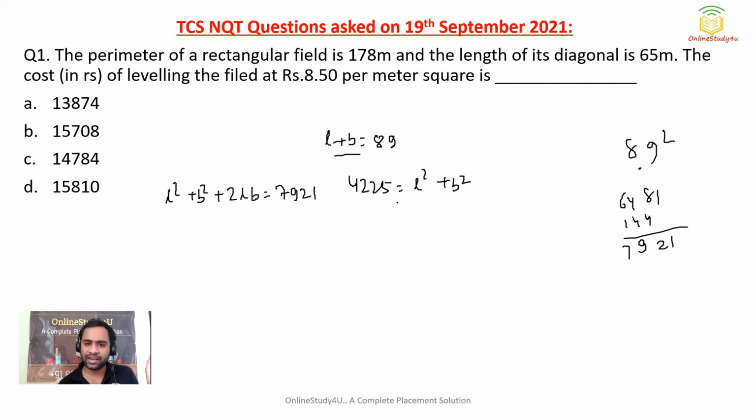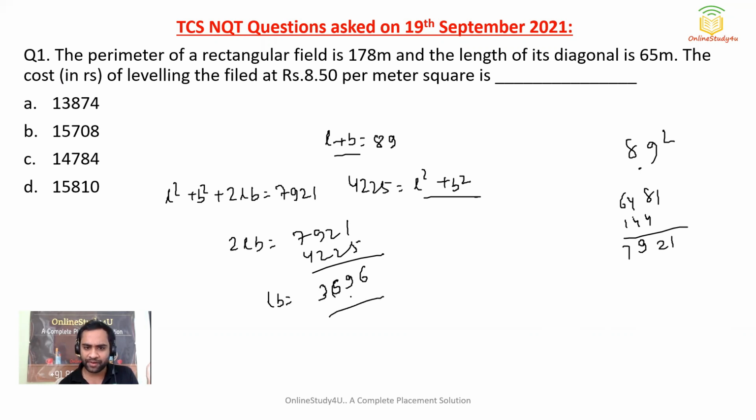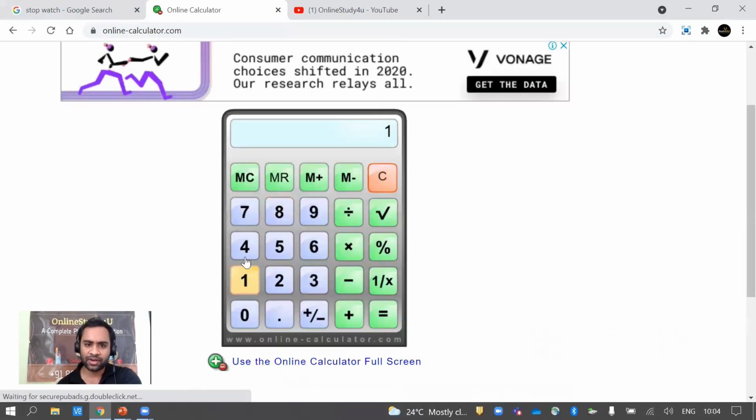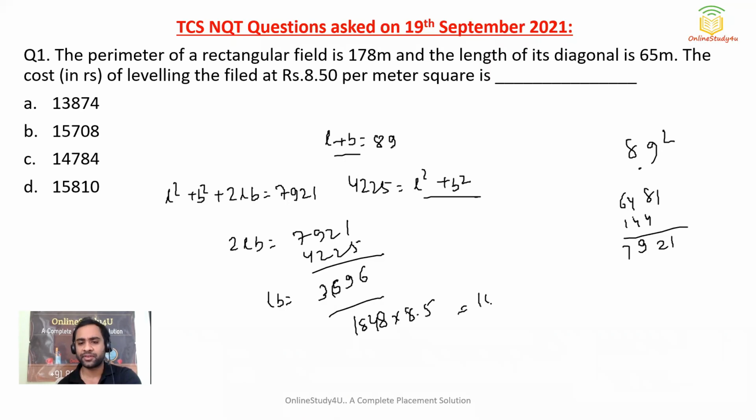So this is 89 square, and this we know is 4225. So 2LB will be equal to 7921 minus 4225. I will use the calculator very little. 11 minus 2 is 9, 7 minus 2 is 5 and 3. 8 minus 2 is 6. So 2LB is 3696, divide by 2 gives LB is 1848. So 1848 into 8.5 is equal to 15708.